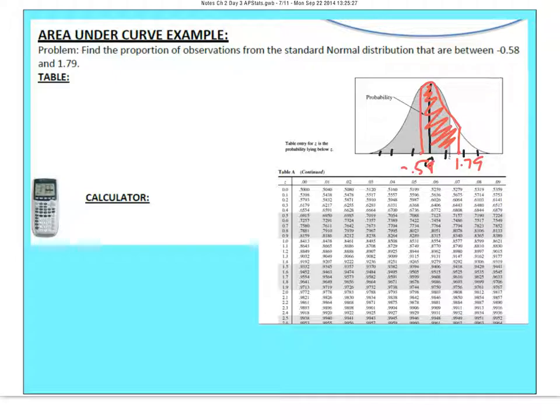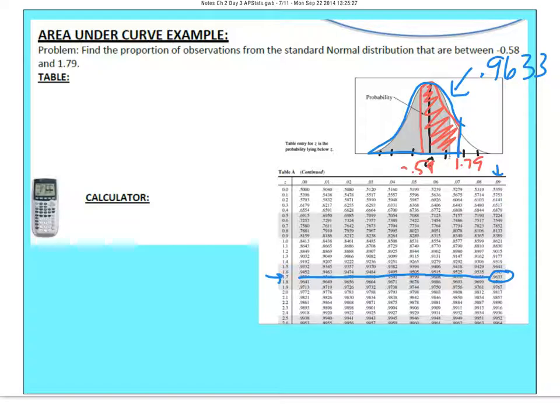To use the table, we could do 2 different approaches. First thing we can do on the table is find the z-score of 1.79, and it's going to give us this entire blue region. Let's go ahead and do that. So here's 1.7. The 9 is right over here, and if we follow that through, we're going to land, it looks like, at 0.9633. So this 0.9633 is the area from this line all the way back.